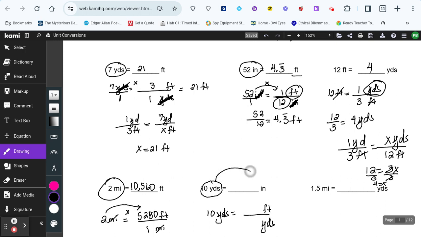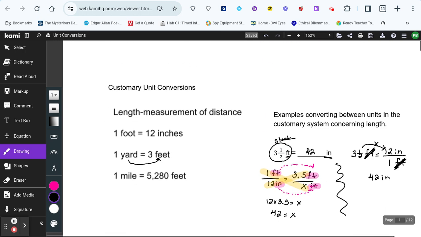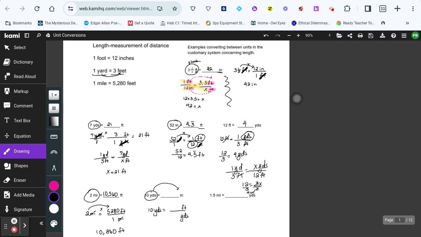Okay, but this says yards to inches. Okay, let me go ahead and fill this in. Yards and feet. So 1 yard equals 3 feet. So I'm going to put 1 yard equals 3 feet, okay? But that's not going to help me. That's only going to cancel out the yards. And I'm left with feet. So now I need to go try to figure out a way to get from feet to inches. Okay, so the yards are gone. Now I'm left with feet. Can I get from feet to inches? Let's see. Well, up here I got feet to inches. So I can use that.